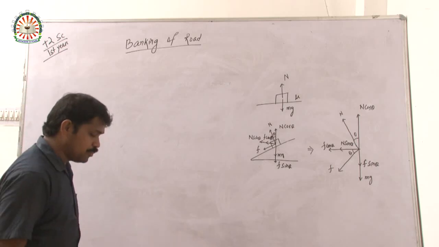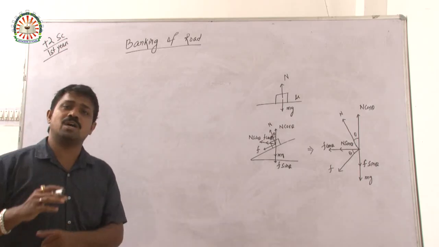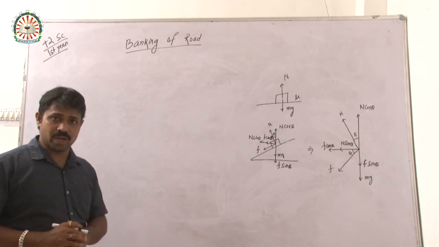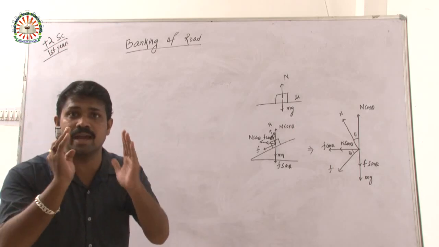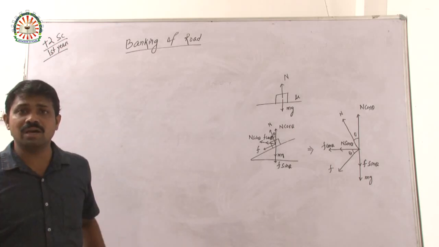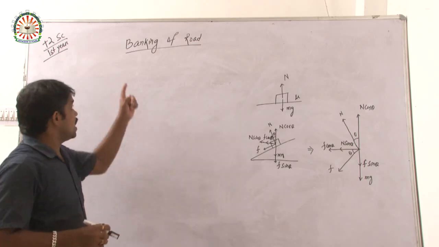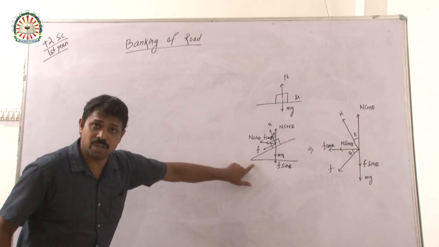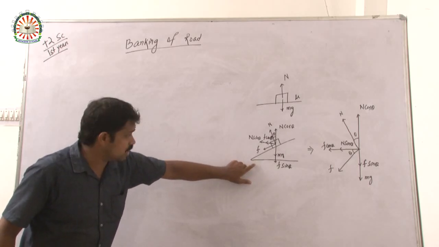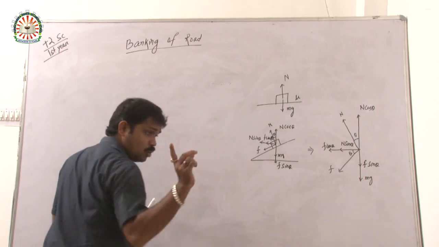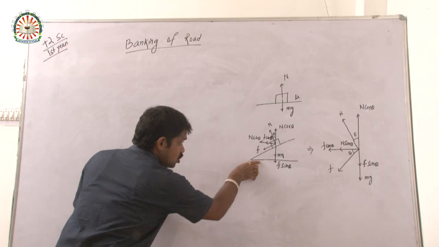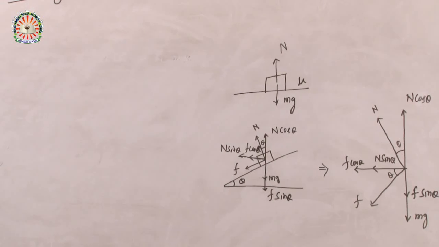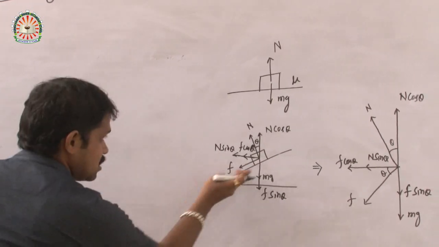The process of raising the outer edge of the road over the inner edge, with some particular angle, is called banking of road, as you have seen in this figure. So look at this figure very carefully. This is your horizontal, and this is your angle of banking. Clear? And this is my surface.